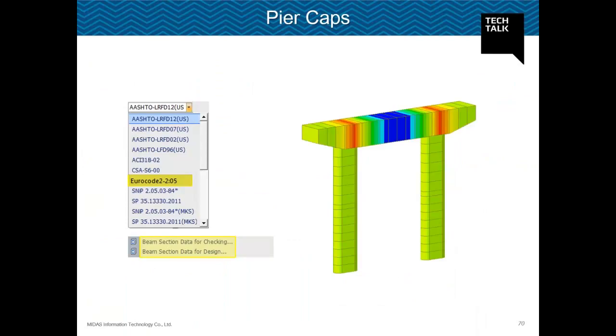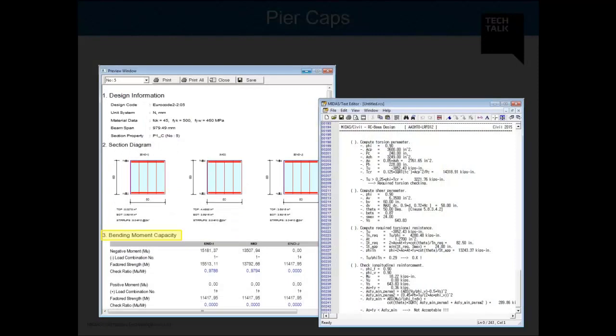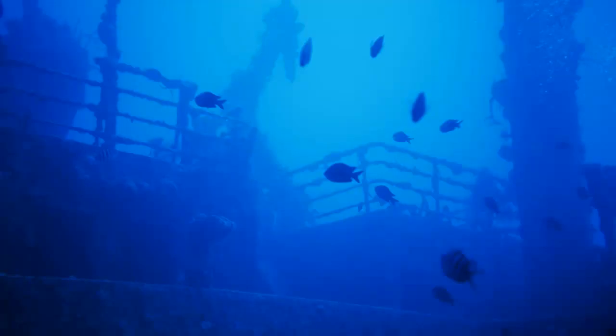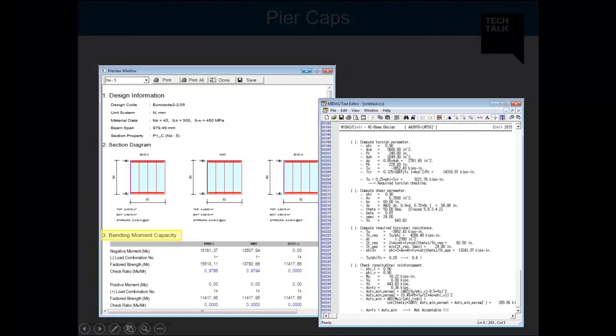Similarly, you can get the design for Eurocode 2 for the pier caps, and as an output you can get the design result in this way. So let me show you about this part.